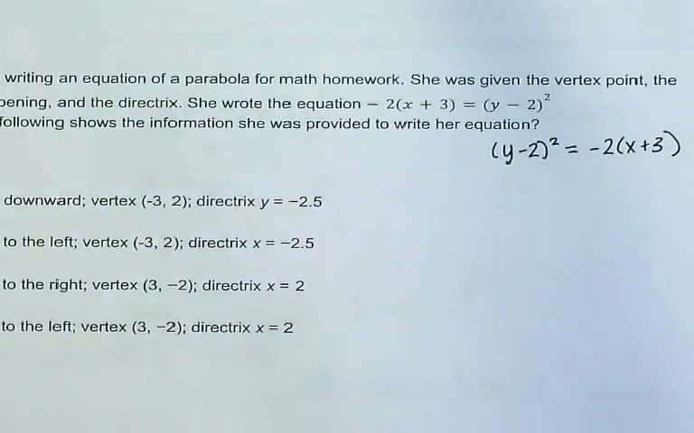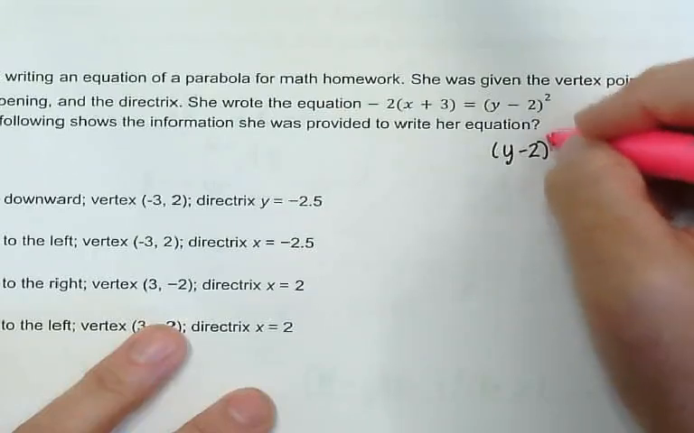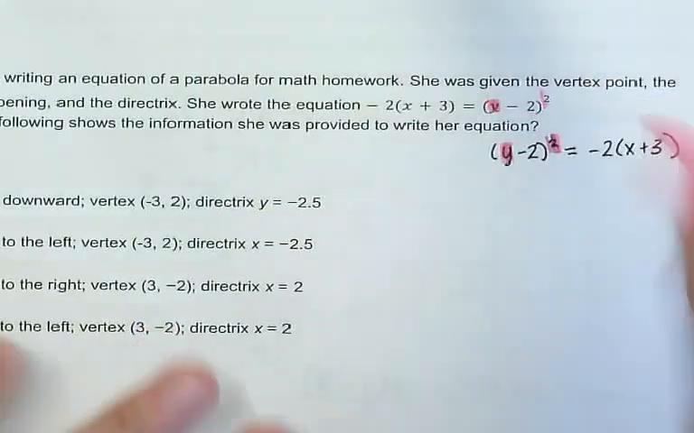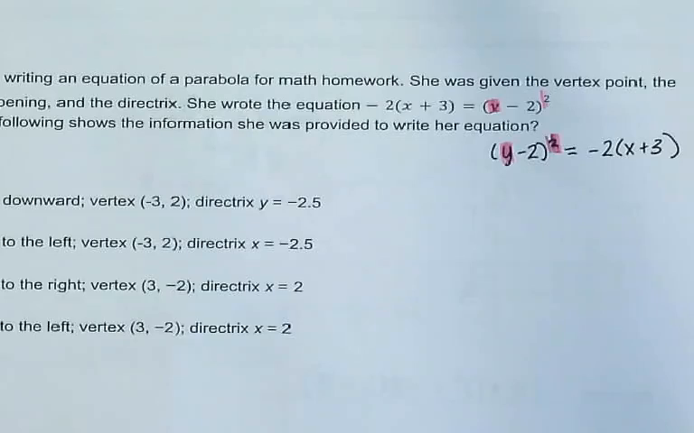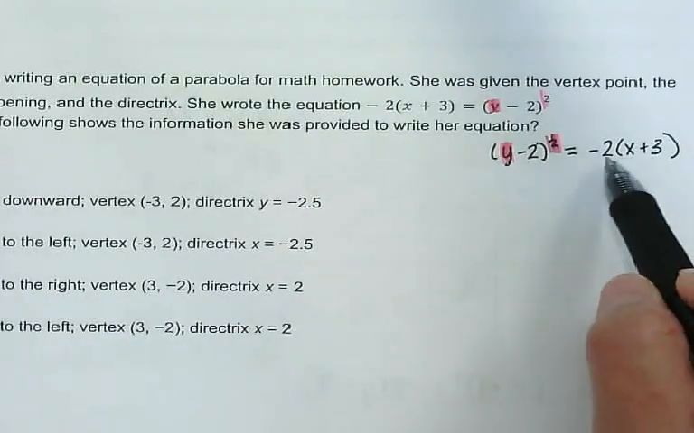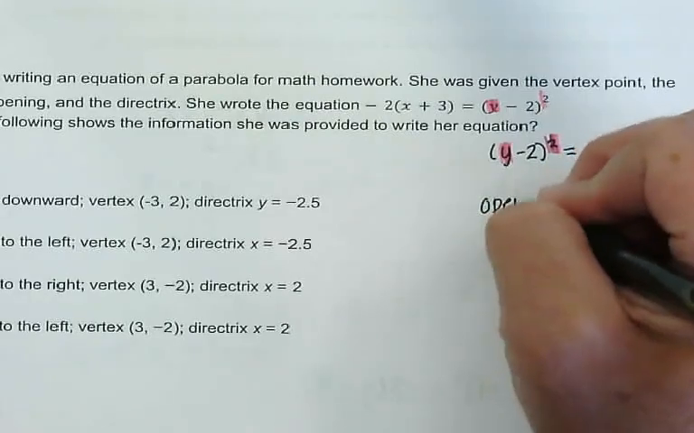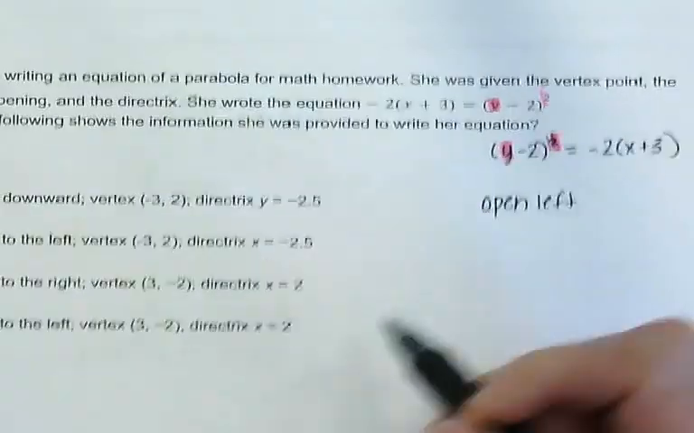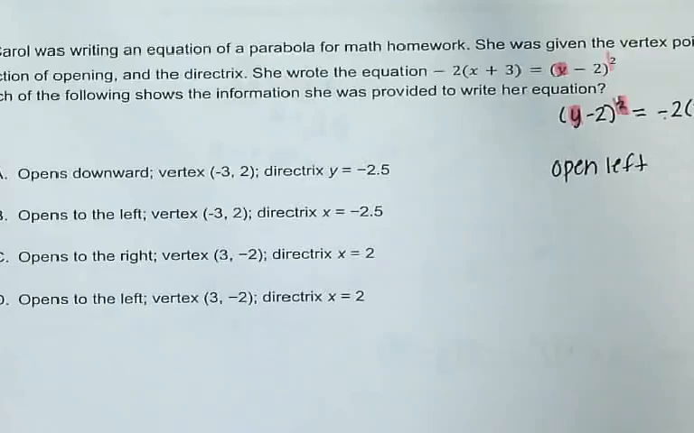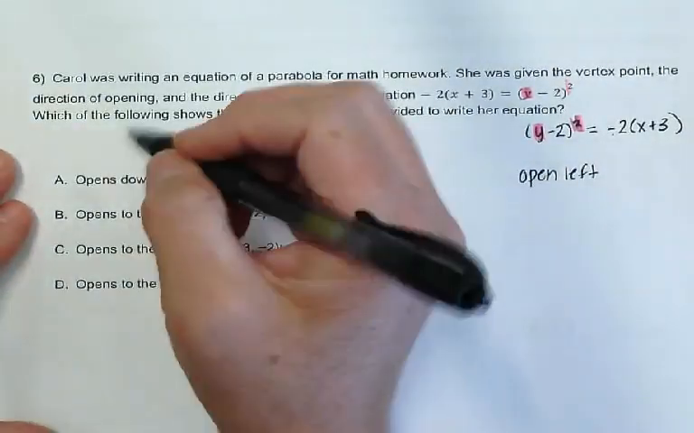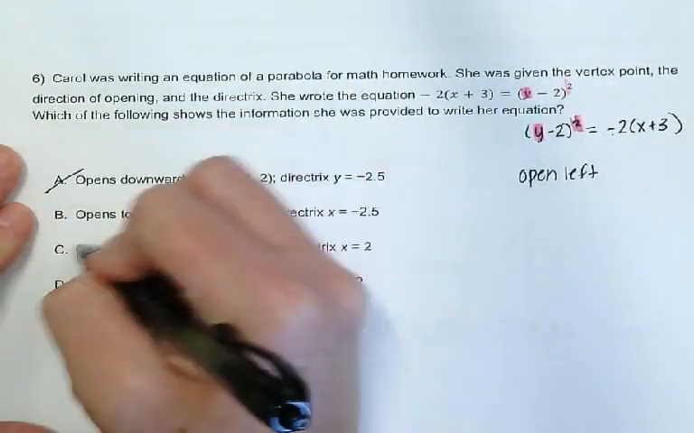So if we look at what's squared, it is your y. So if my y is squared, how is it going to open? Up or down or left or right? Left or right. But because this is a negative, it's going to open to the left. So from your answer choices, we can cross off A and C.